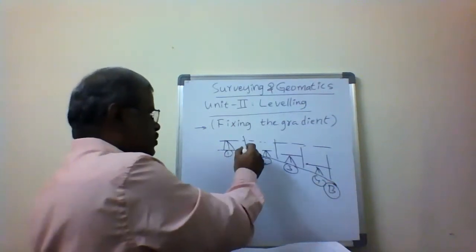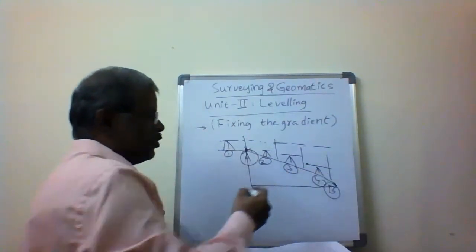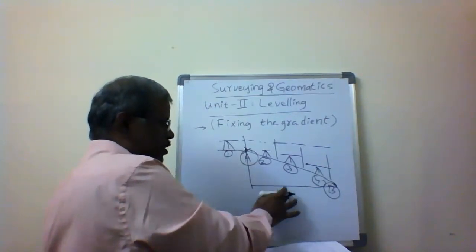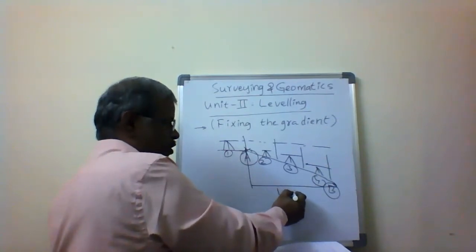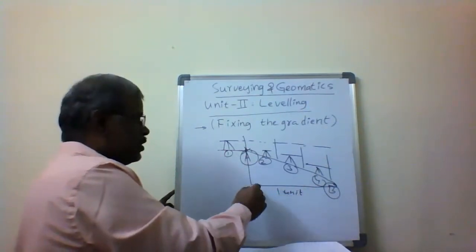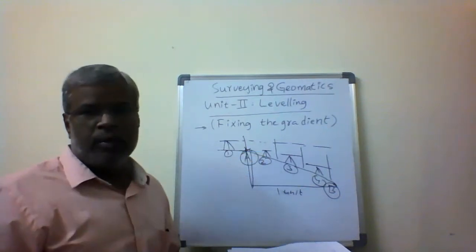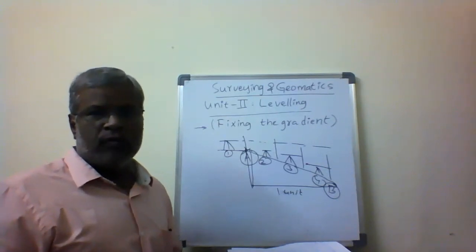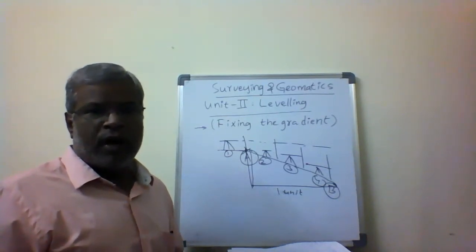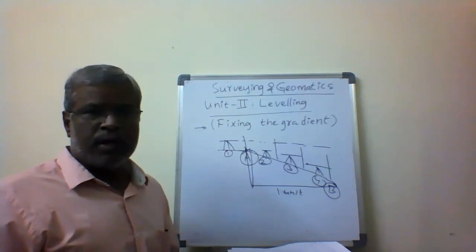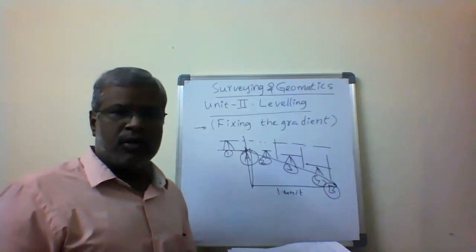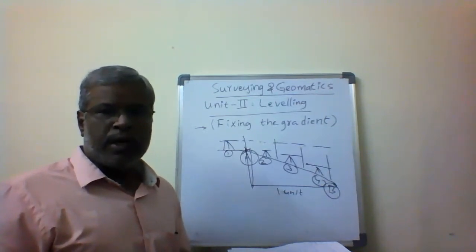The gradient is given like this: for every 1 meter of horizontal distance, or every 1 unit of horizontal distance, what is the vertical rise? That is called 1 in n, 1 horizontal to n vertical. The gradient is defined as the horizontal to the vertical or the vertical to the horizontal. We get that by using the leveling instrument.